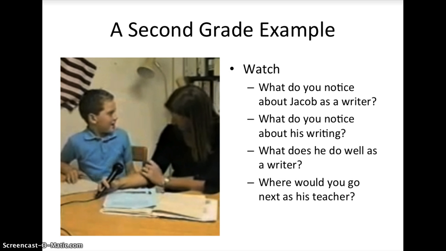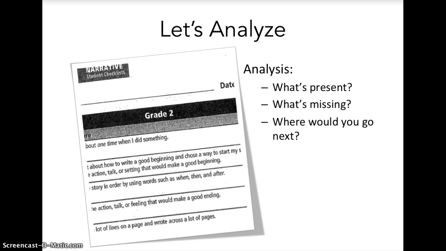So you are going to first watch the video of Jacob. This is going to be the end of part 1 of our video. Watch Jacob. Then you're going to download the analysis sheet, and I want you to analyze what's present and what's missing and where you would go next as his teacher. All right, this is the end of part 1 of our evaluation and assessment video. Next, you're going to watch the Jacob video, you're going to analyze his writing, and you're going to bring it back, and we're going to talk about it.